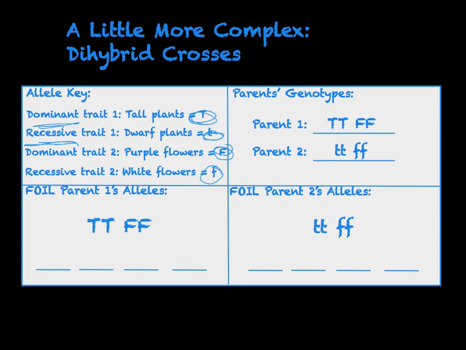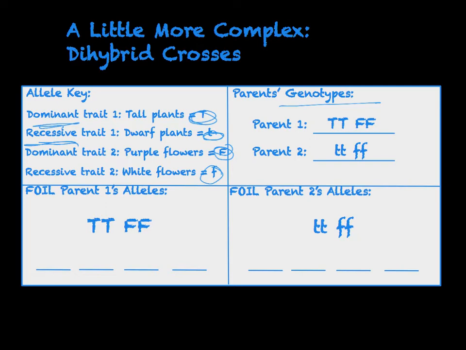Now, then you go into genotypes. Your genotype for your first parent is tall and purple. This can be seen because it's a homozygous dominant trait for both of them, so it will be tall and purple. The same is, well, not so the same for parent 2. You have recessive traits for parent 2. So this is seen by lowercase t, lowercase f. So it's short and white.